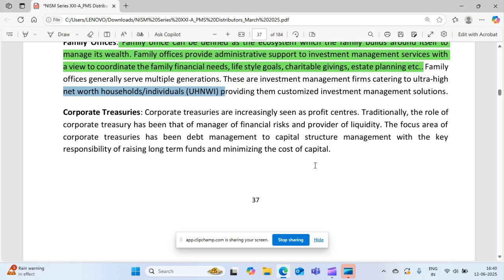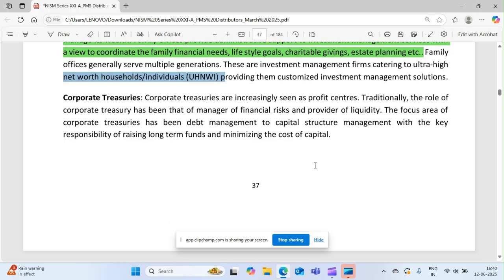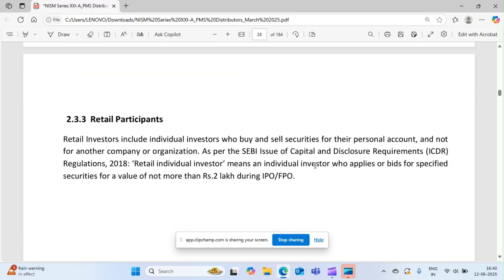Corporate treasuries. Banks have treasuries, but companies also have treasuries. And what are they? The focus area of corporate treasuries has been debt management to capital structure management, with the key responsibility of raising long-term funds and minimizing cost. So corporate treasuries are with companies. ITC has a corporate treasury, ONGC has a corporate treasury, and they are investing into different assets and securities.